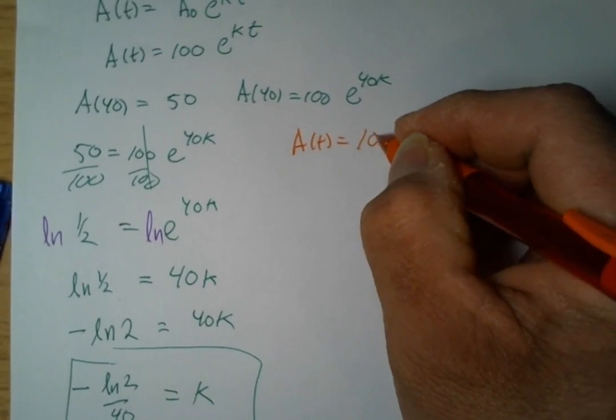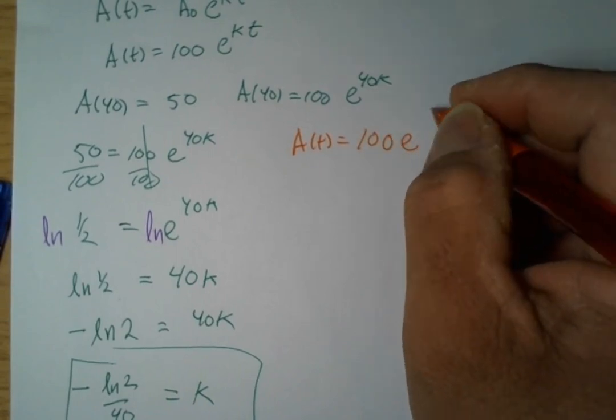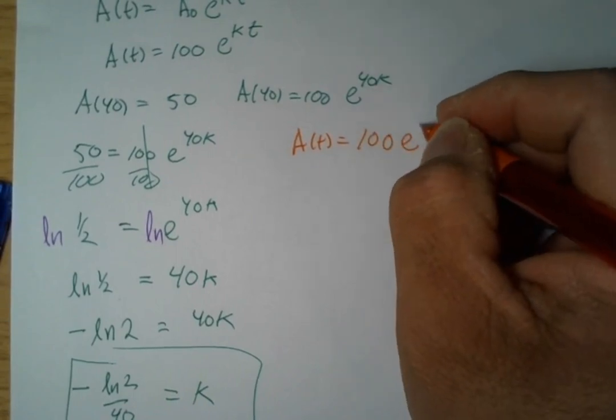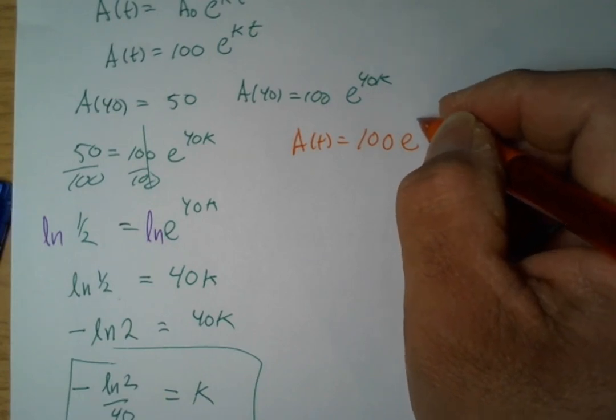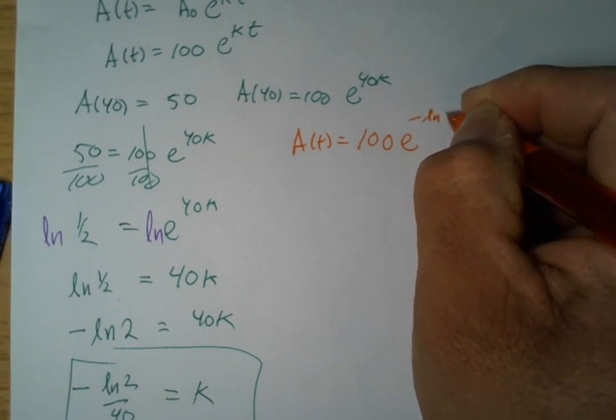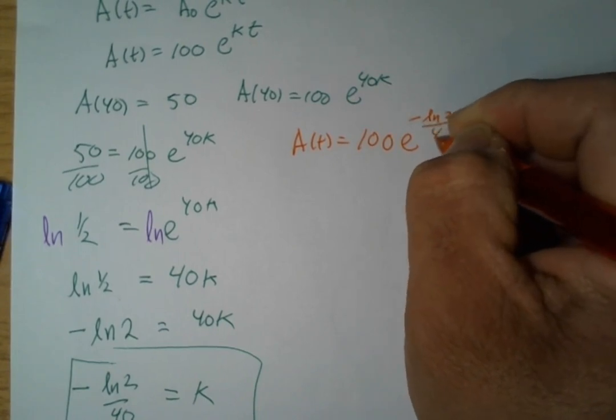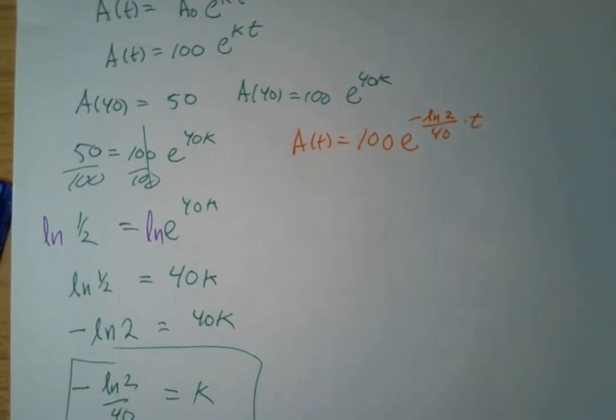Plugging that back in, we have A of t is equal to 100 e to the negative ln of 2 over 40 times t.